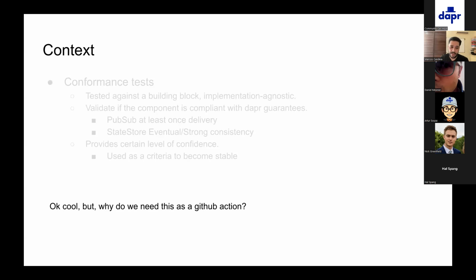Okay, cool. But why do you need this as a GitHub action? Because we actually have some way to run conformance tests. You can write your component, write a YAML file that specifies, okay, I need this metadata to be used, I have these operations to be tested, and this is the test configuration. So I can write a few lines in the GitHub workflow that we have in the components contrib repository, and everything will work fine, right? Okay, so why do you need this as a GitHub action?